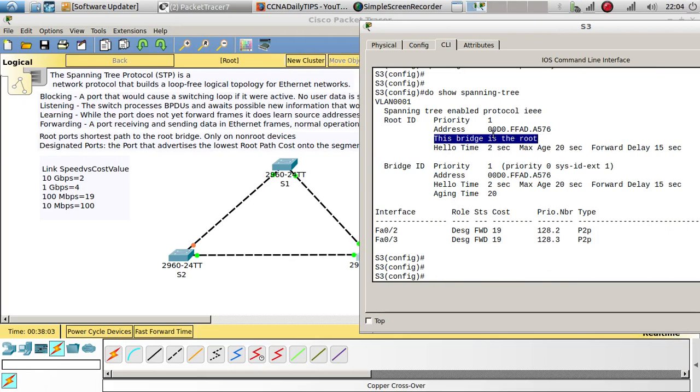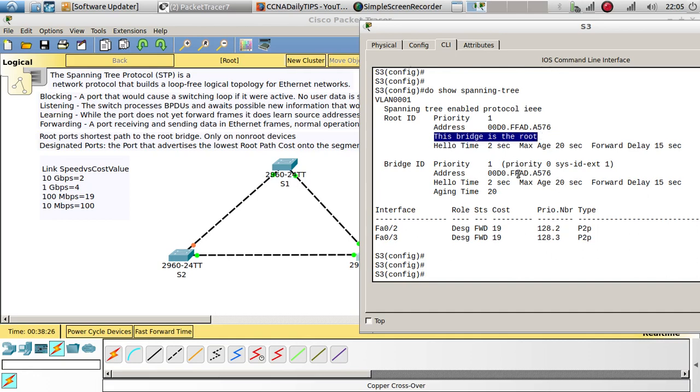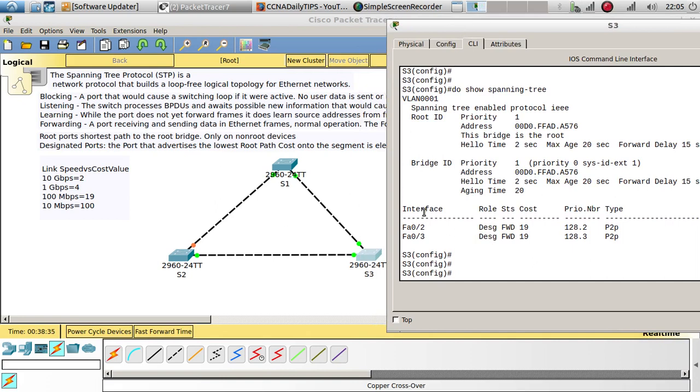Okay, so this one became the root bridge, and as you can see right here, the root bridge ID priority is 1, which we configured to 0, so 1, and the MAC address is 0D0FFAD A576, which is the same as the local. So that means that this is the root. Okay, as you can see right here. So this is how you can manipulate this. If you want to manipulate your network and have another switch be the root bridge, you can do that by lowering the priority.